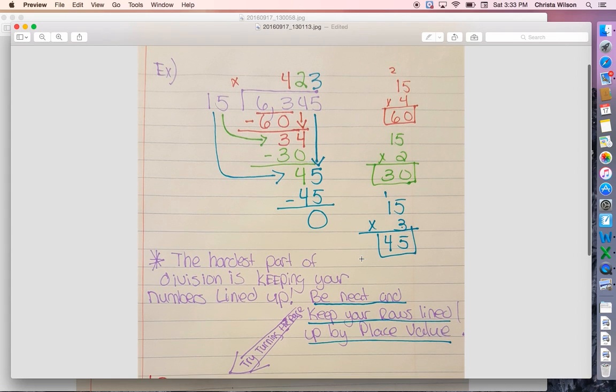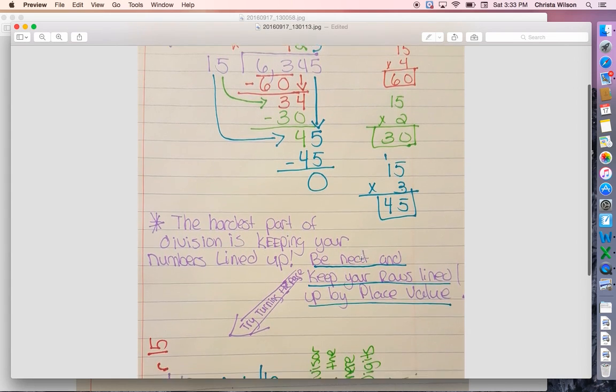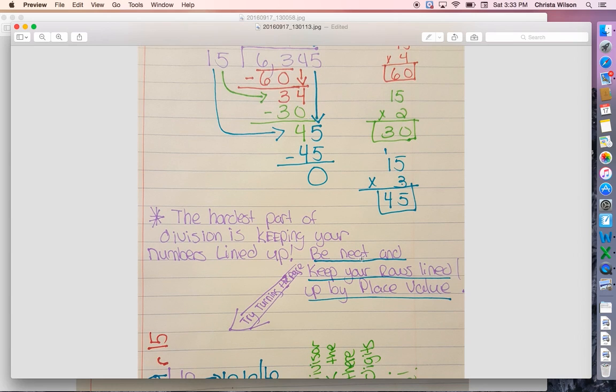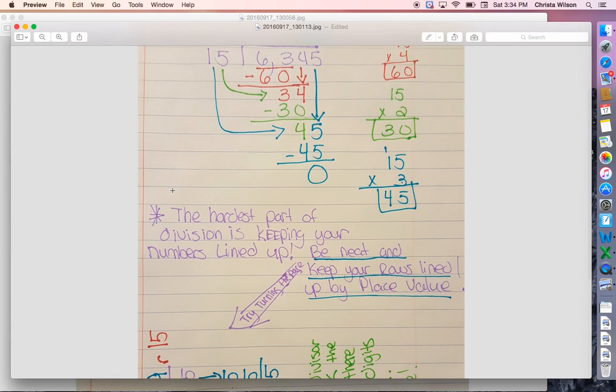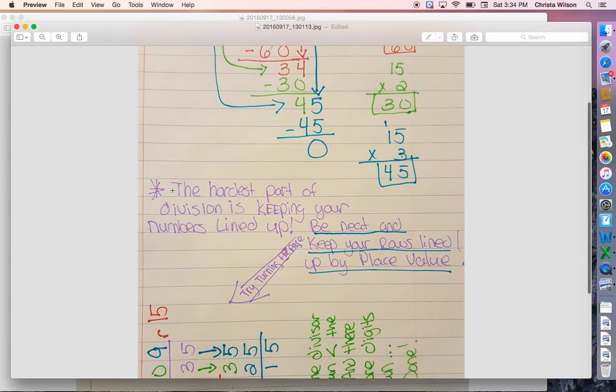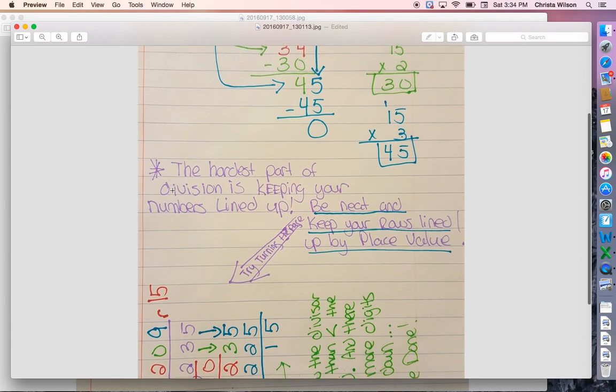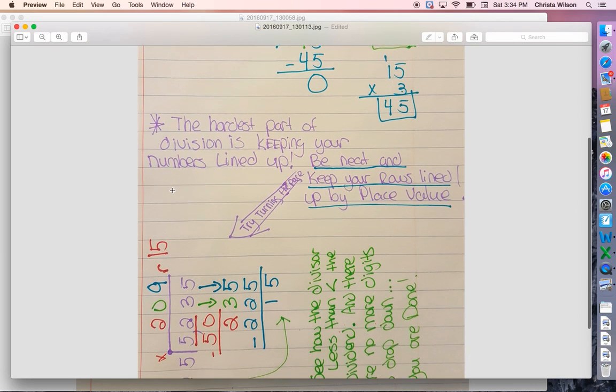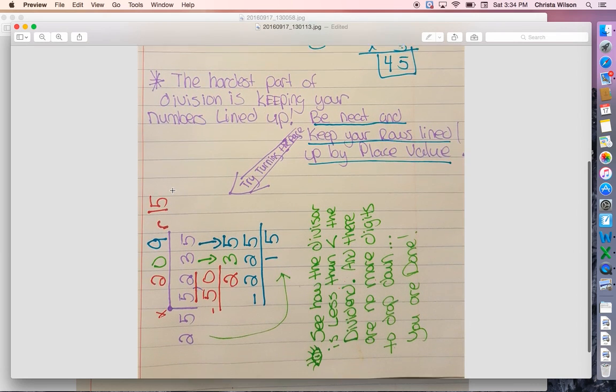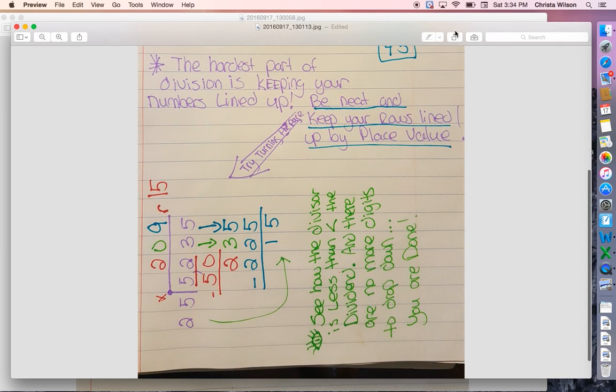Okay, the hardest part of division is keeping your numbers lined up. I always talk to you guys about keeping your problems nice and neat. Keep the rows lined up, the place values lined up. That is the hardest part of division, because if you get your rows mixed up, then you're subtracting or adding the wrong thing. So always try to keep it lined up. And remember my trick, and I've turned this sideways. So remember my trick. Turn your paper to the side.